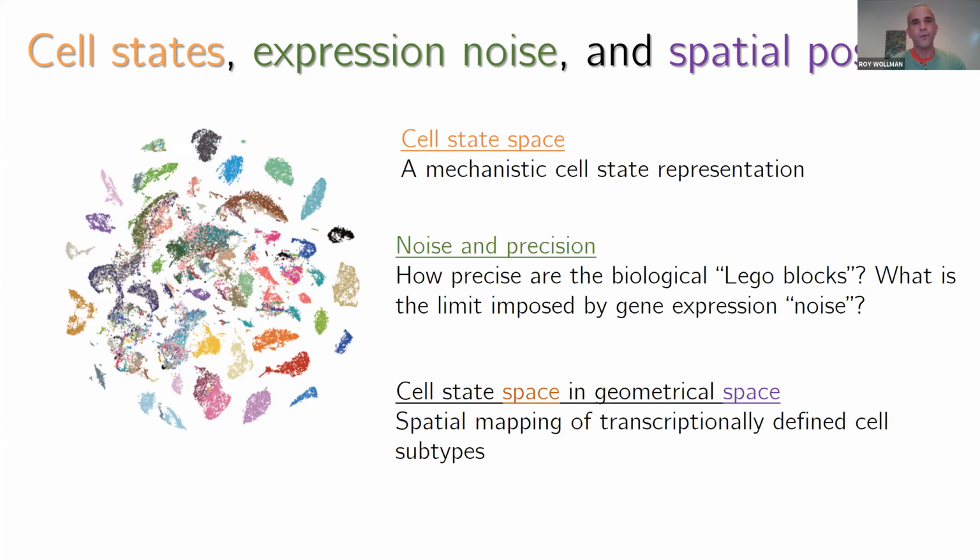And finally, we'll get to the point that brings us all together, which is to ask how those different states of cells manifest themselves if we actually know where they are in geometrical space. What is the connection between this abstract space of gene expression, where cells are spread, and actual geometrical space? What can we learn when we bring those two things together?